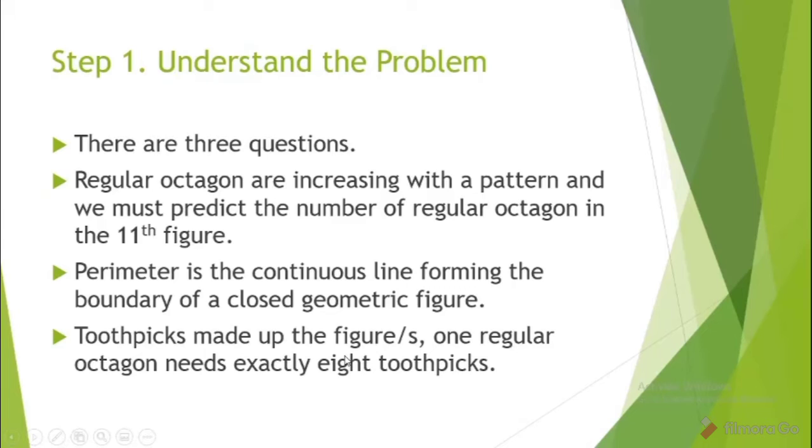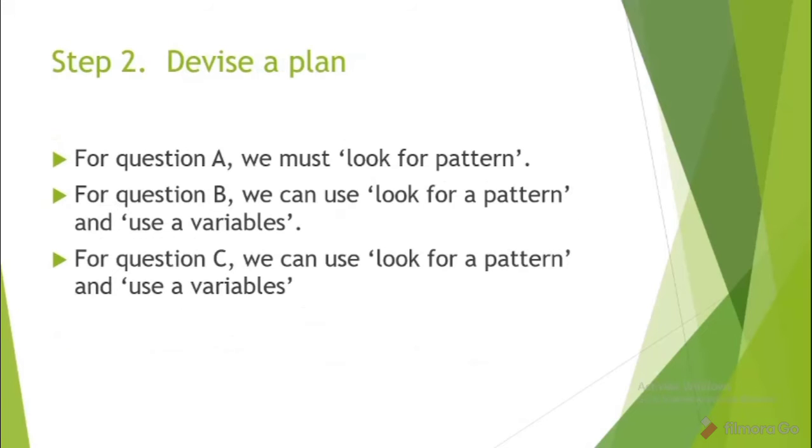Okay. So, step 1, understand the problem. Of course, there are 3 questions. The regular octagons are increasing with a pattern, and we must predict the number of regular octagons in the 11th figure. And third, perimeter is a continuous line. Alam na po natin yan. And fourth, toothpicks make up the figure. So, one regular octagon needs exactly 8 toothpicks. So, yung last question natin is 30 lang. Kailangan natin ngayon is 9. It means magbabago yung question natin.